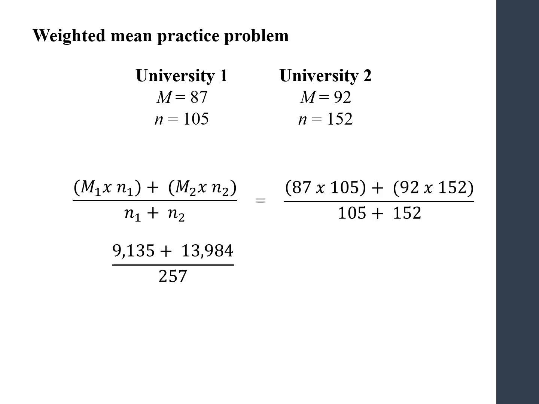This leaves us with 9,135 plus 13,984 divided by 257. Simplifying this, that is 23,119 divided by 257, which leaves us with 89.96 as our weighted mean for the two samples.